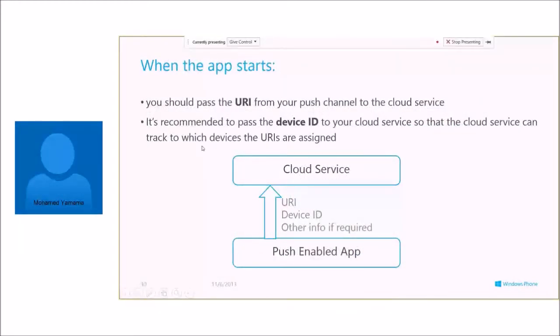So when the application starts, you should pass the URI from your push channel to the cloud service, once you get that URI, of course, through the MPNS. It's recommended to pass the device ID to a cloud service if you would like to track your device. You can also send some user info if you want, for example, as I mentioned earlier, a location. If you're doing a weather app, you can pass lots of things to your web service, so that you get the proper kind of notification. So that's exactly what you do from the app side.